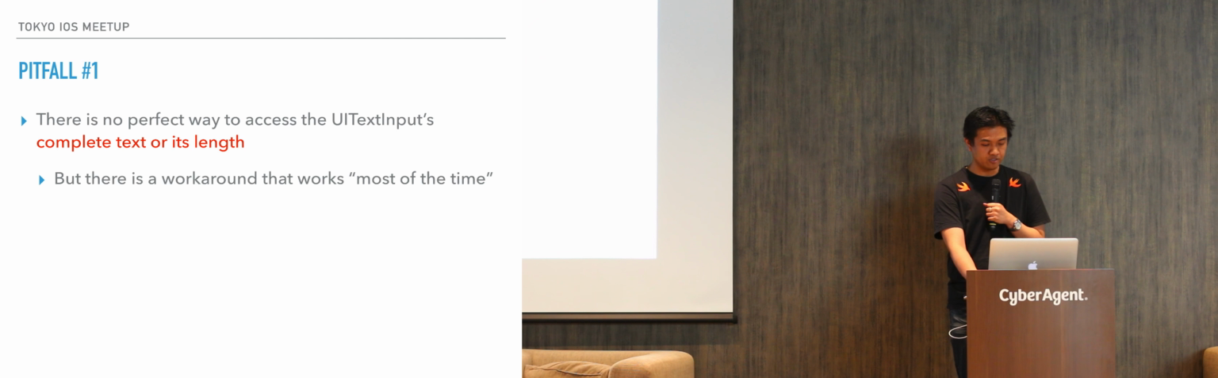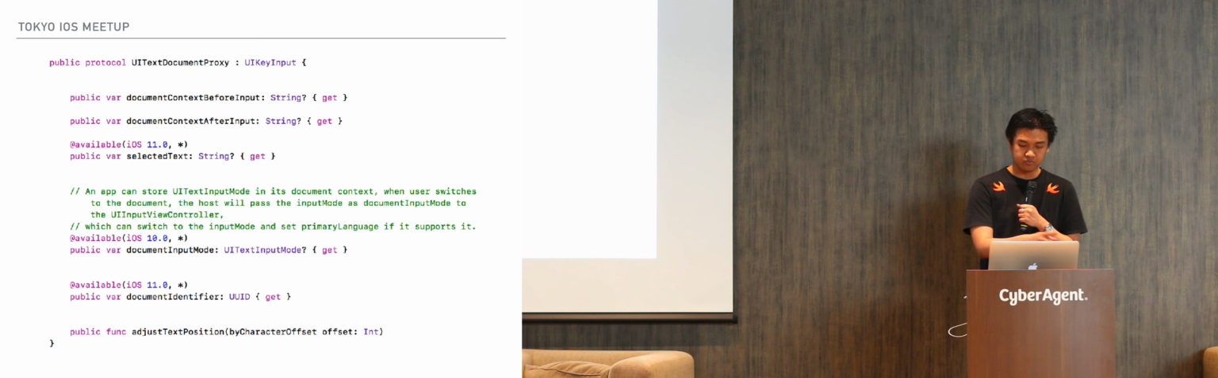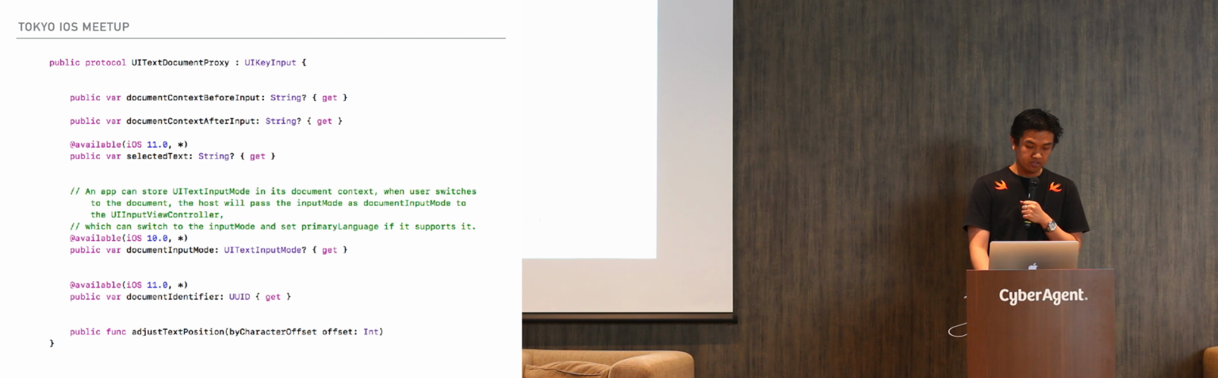But there's a workaround that works most of the time, so let me explain. With the UITextDocumentProxy, you'll be able to get the document context before input and document context after input. I'll show what this means later on. You can also get the selected text. You can get the input mode. And you have a few methods like adjustTextPosition, where you can move the cursor around the text field.